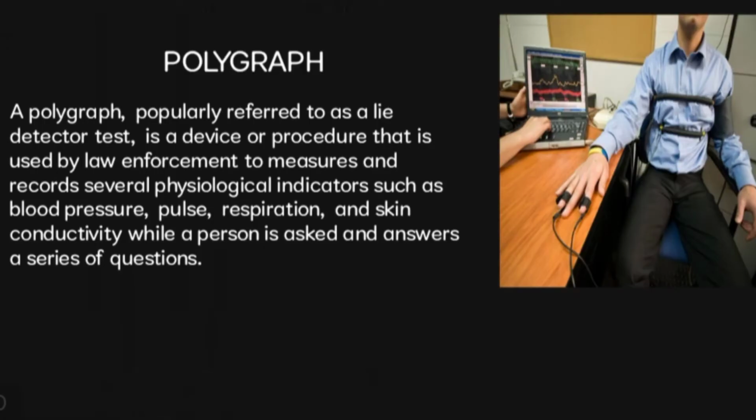So first, what is polygraph? A polygraph, popularly referred to as a lie detector test, is a device or procedure that is used by law enforcement to measure and record several physiological indicators such as blood pressure, pulse, respiration, and skin conductivity while a person is asked and answers a series of questions.